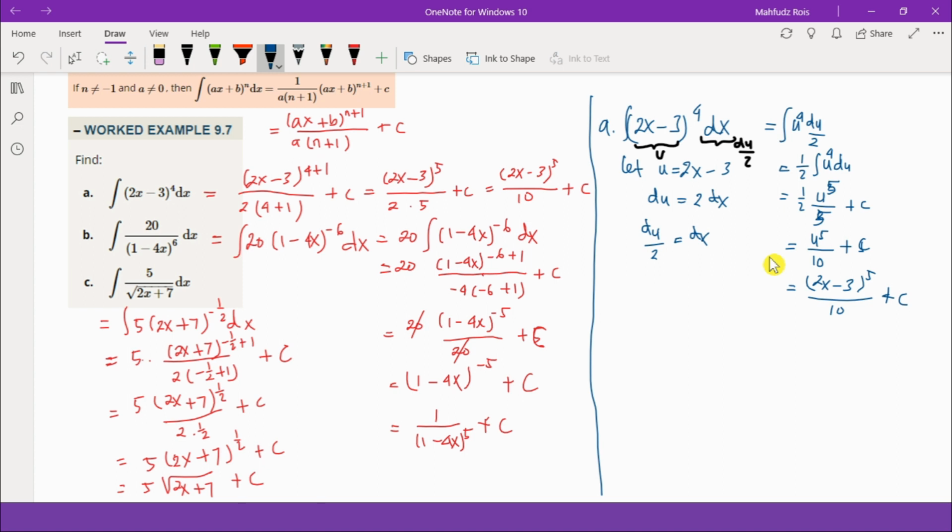Alright, so this is how we can compare, by using the direct formula or by using substitution. So you may choose any method to solve this. It's up to you to use the direct formula like this or by using u du like this. Alright, so for next it's B.